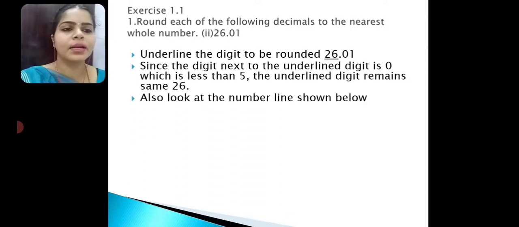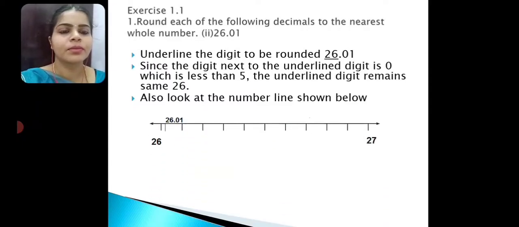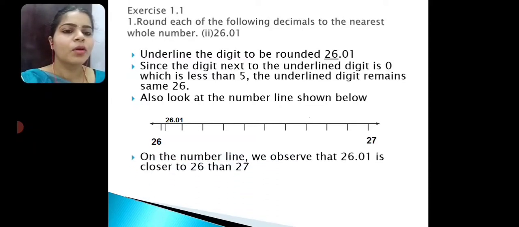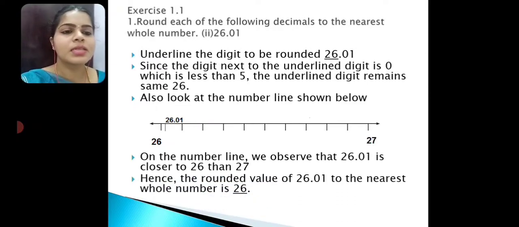Also look at the number line shown below. The point 26.01 is represented on the number line. On the number line, we observe that 26.01 is closer to 26 than 27. Hence, the rounded value of 26.01 to the nearest whole number is 26.